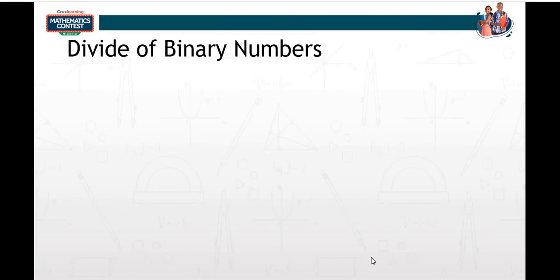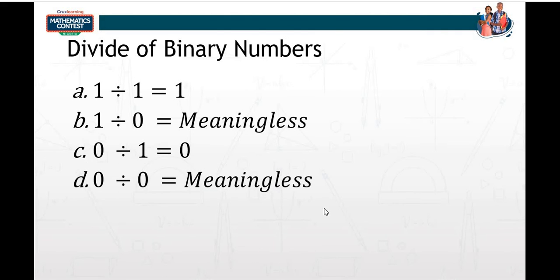So next is division. In division, 1 divides 1 to give us 1. If we divide 1 by 0, it's meaningless. 0 divided by 1 is 0. 0 divided by itself is meaningless. So you should note these points.